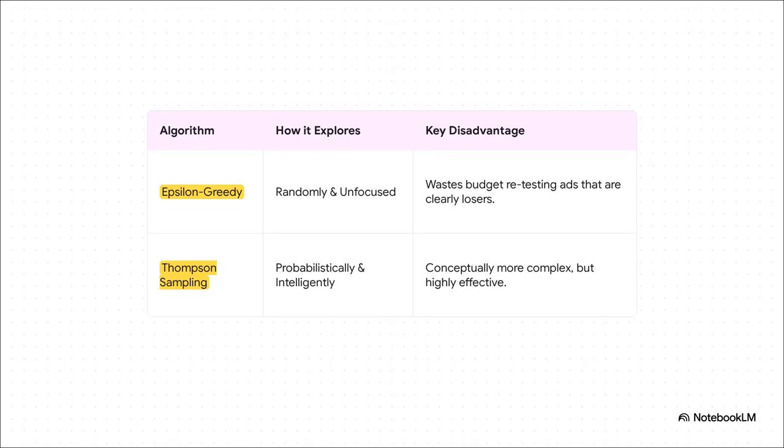So let's put them head to head. Epsilon greedy is simple, for sure, but its random exploration is unfocused, and it absolutely wastes money. Thompson sampling, on the other hand, is a bit more complex under the hood, but its intelligent, probability-based approach is way more efficient. It just naturally balances the need to earn with the need to learn, which is why it's really become the gold standard for most modern campaigns.